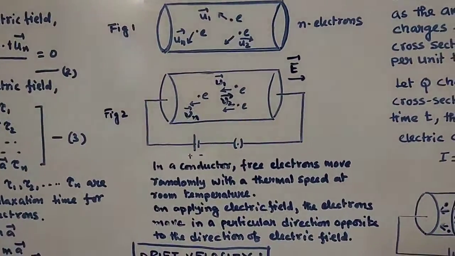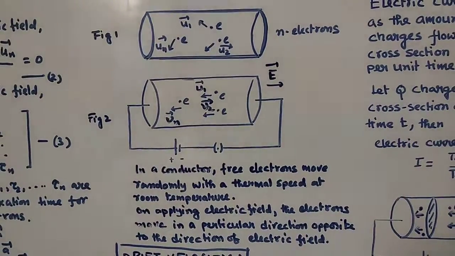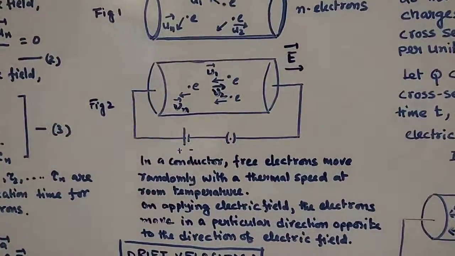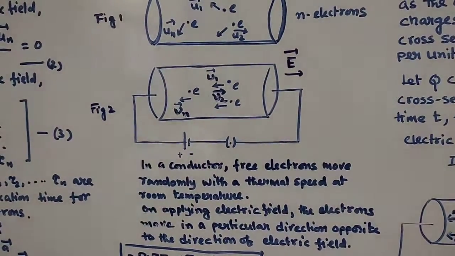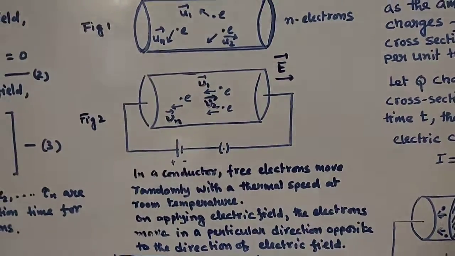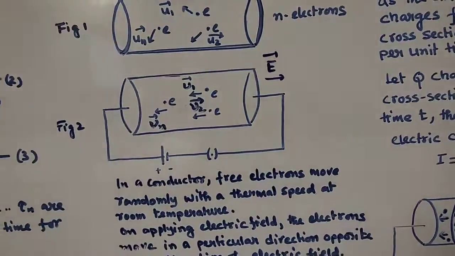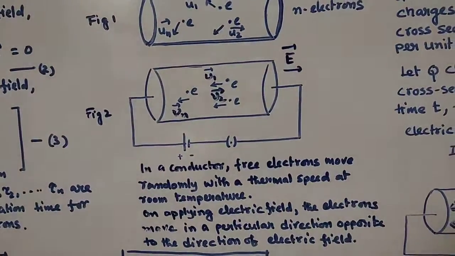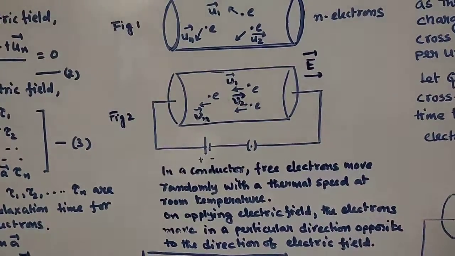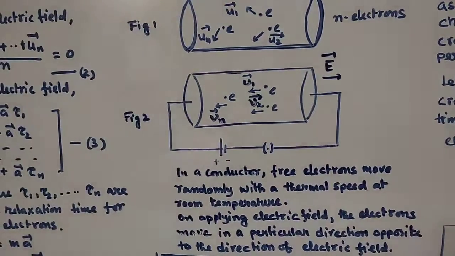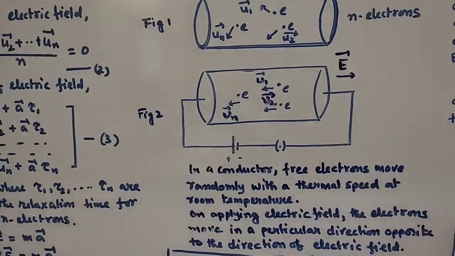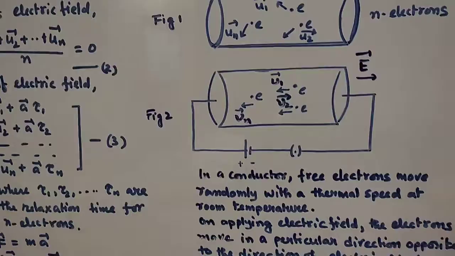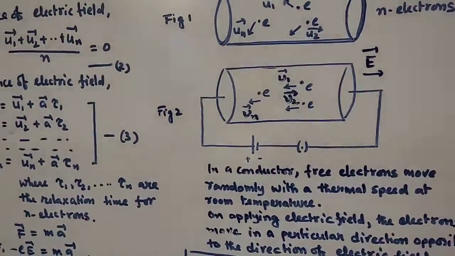On applying an electric field, the electrons move in a particular direction opposite to the direction of the electric field. So when the electrons move in a particular direction, what other things may happen? There may be collision. If an electron collides with another electron in front of it, the one in front moves fast, but the later one recoils. Recoil means the later one moves back. That is your recoil velocity.